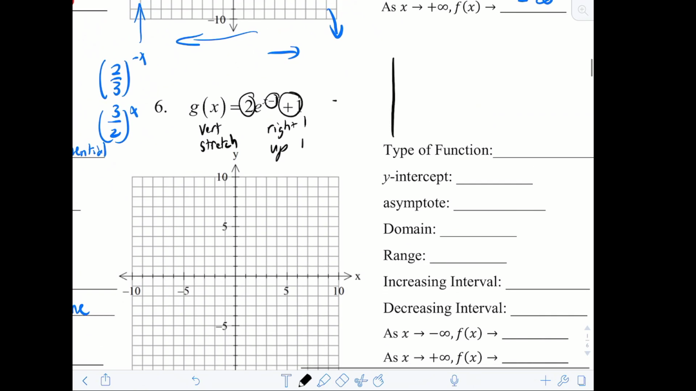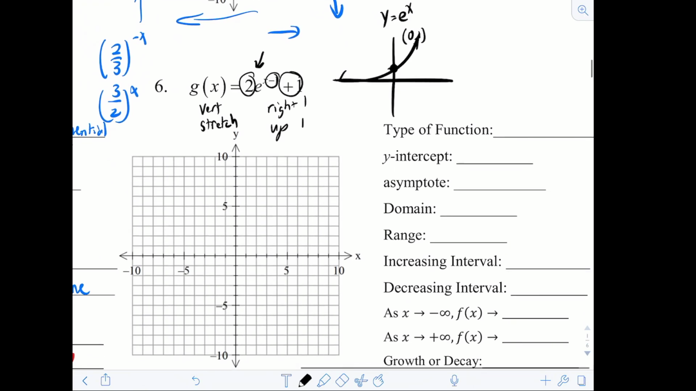So this is actually the same deal, right? We still have a point that is normally at 0, 1 for y is equal to e to the x. And the graph looks like this. Okay, so we start off with the vertical stretch. So instead of it being 0, 1, it's now going to be at 0, 2. So it would normally be here, I'm going to move it right 1 unit and then up 1 unit. So this is actually going to be my real point of where I start.